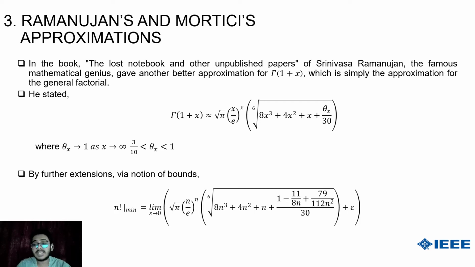Again, by notion of bounds, we could say that the minimality that the n factorial or the general factorial can attain will be the limit as epsilon tends to 0, square root of pi, n upon e raised to the power of n, sixth root of 8 n cube plus 4 n square plus n plus 1 minus 11 upon 8 n plus 79 upon 112 n square upon 30 plus epsilon.